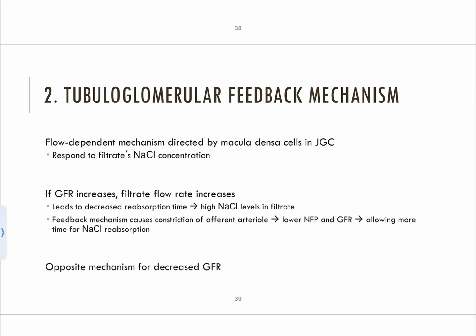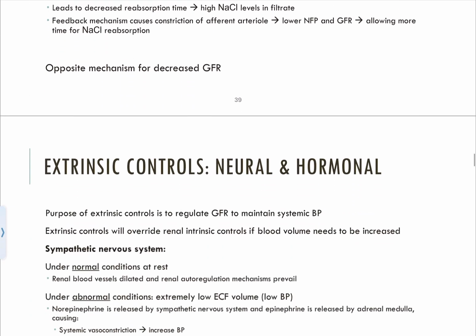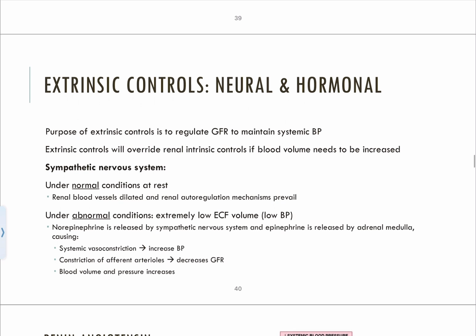The opposite is going to be true if we're talking about low sodium chloride concentrations of filtrate that's flowing slowly. So we're actually going to inhibit release of those chemicals from the macula densa cells, which is going to cause vasodilation of the afferent arterioles, which is going to allow more blood to flow to the glomerulus and increase our net filtration pressure as well as our glomerular filtration rate.